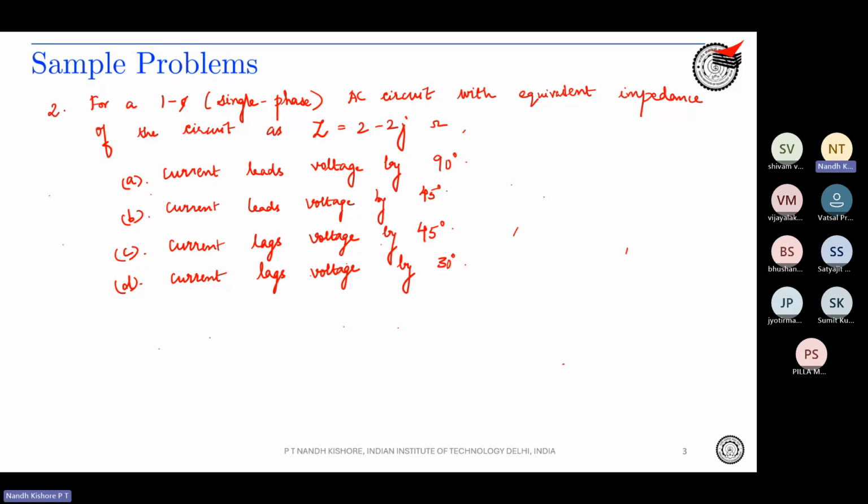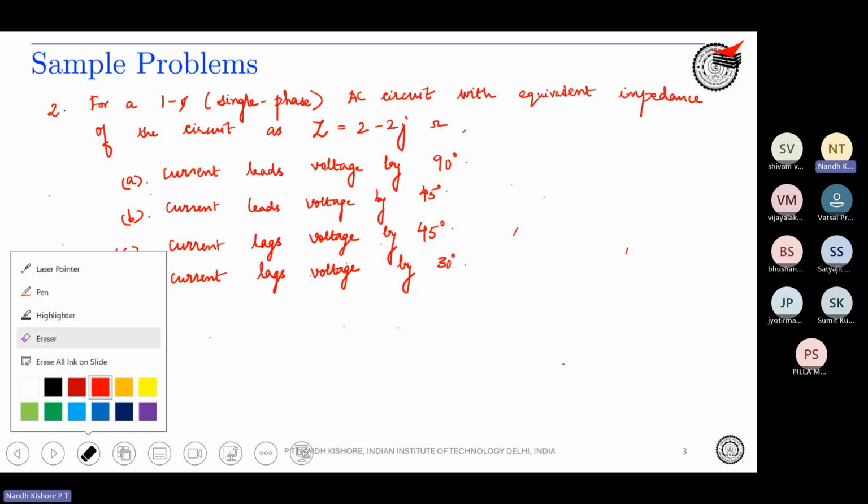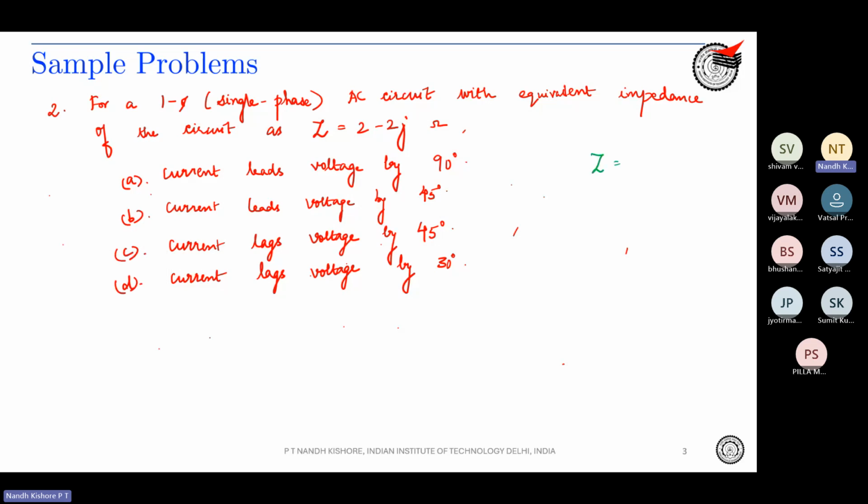So again, by inspection, can you try? What will be the answer for this question? So the impedance is given. The impedance of the circuit is 2 minus 2j ohms. This is the impedance. So what is the answer for this question? Anyone?